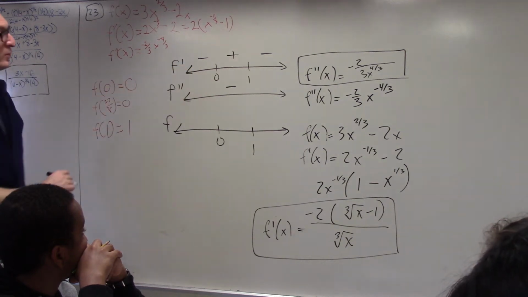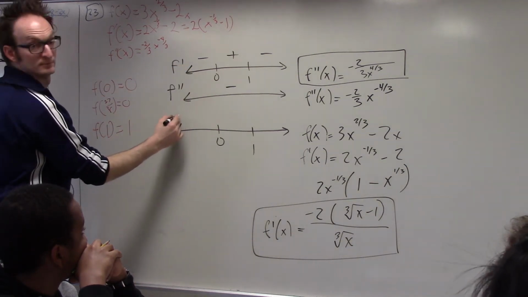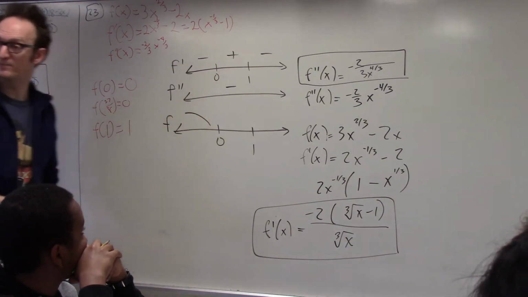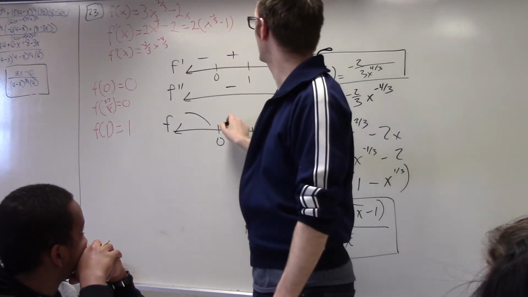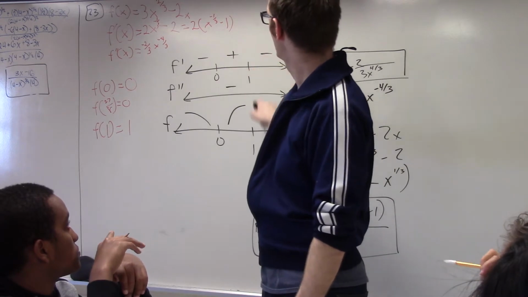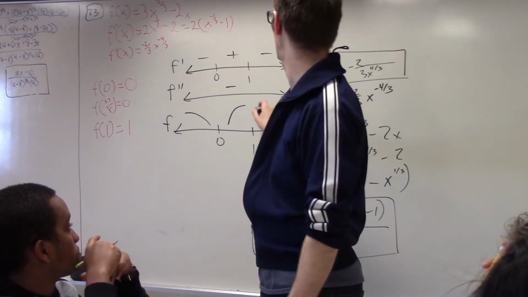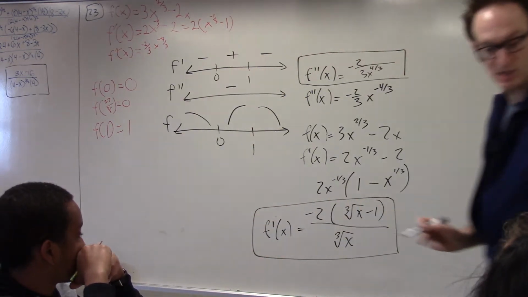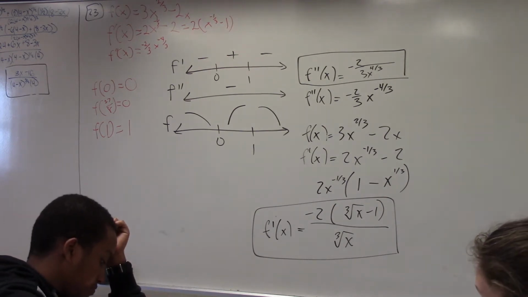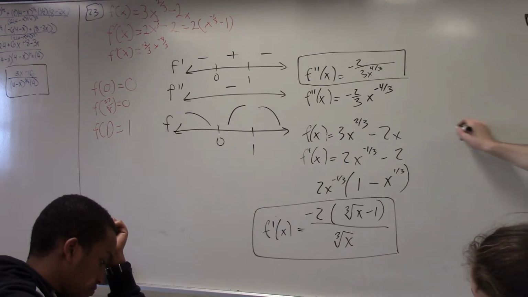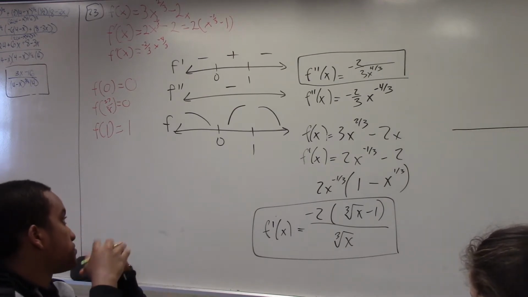Infinity to 0. What does that look like? It's like kind of one of those, right? Decreasing concave down. Now you're increasing concave down, and now you're decreasing concave down again. Okay, so if you do all the calculus right, you do all the factoring right, you make the sign charts right, then you have everything you need to do the problem.